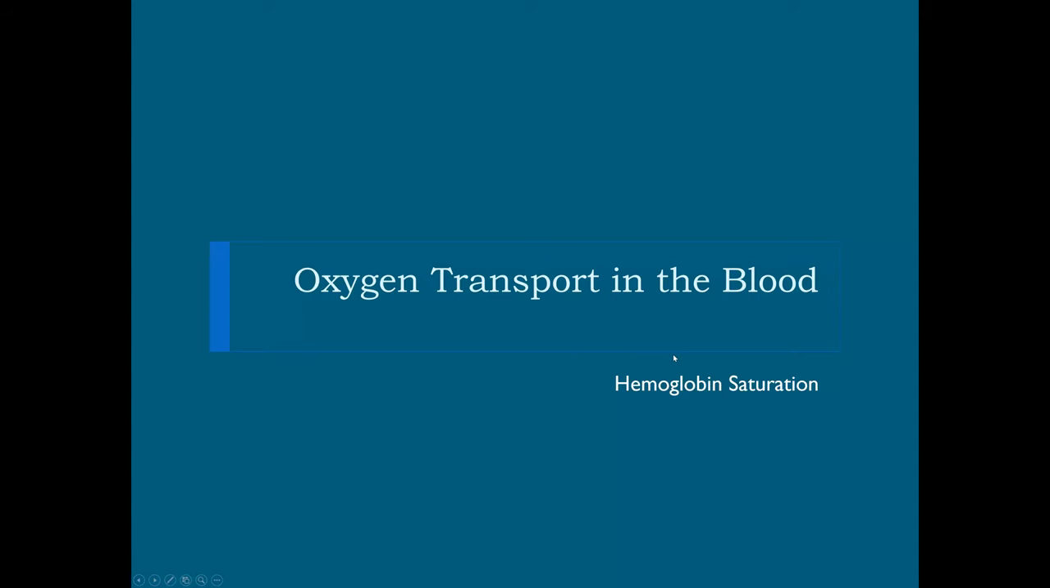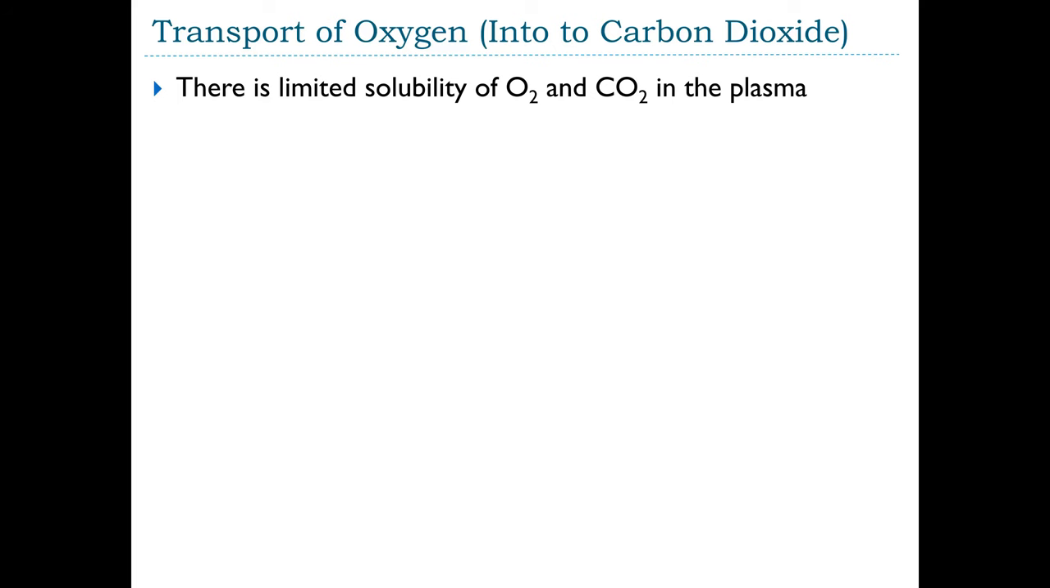In this section, we're going to look at the oxygen transport in the blood and also talk about hemoglobin saturation and saturation curves. So the transport of oxygen, and we're going to briefly mention carbon dioxide here and then talk about it in more detail later on. But if we just had plasma in our blood and no red blood cells, there is actually a limited ability of oxygen and carbon dioxide to dissolve in the plasma. So they have a limited solubility.